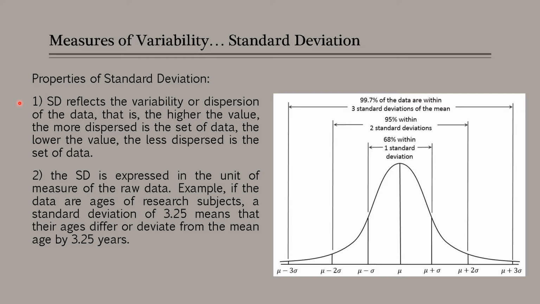Number 2. The standard deviation is expressed in the unit of measure of the raw data. This is its advantage over the variance. If the data are ages of research subjects, a standard deviation of 3.25 means that the ages differ or deviate from the mean age by 3.25 years.